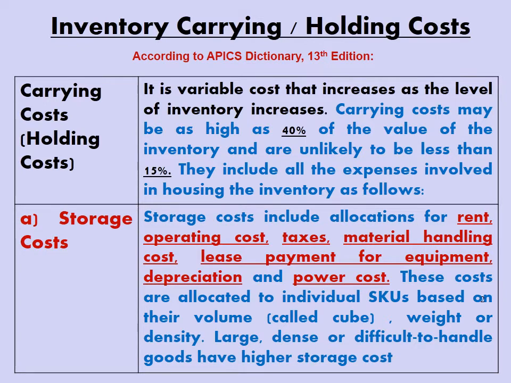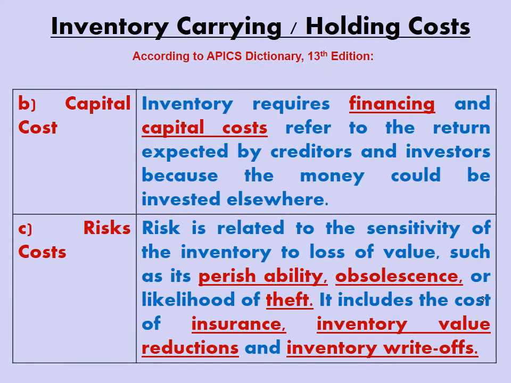Its depreciation and power cost. Power means utilities cost like water, electricity, gas charges. So these costs are allocated to individual stock keeping units, right? So they are based on their volume, the cubic space, weight, or density. So you have to efficiently utilize the space of your warehouse or storage area, right? So that the per pallet cost, per bag cost, per package cost must be at the minimum. That must be kept in mind.